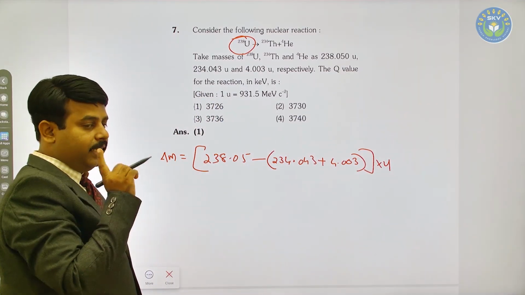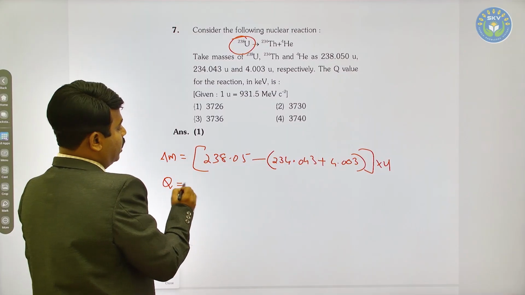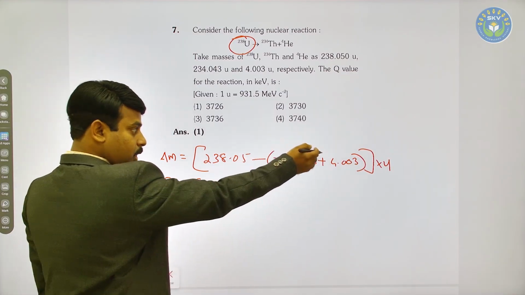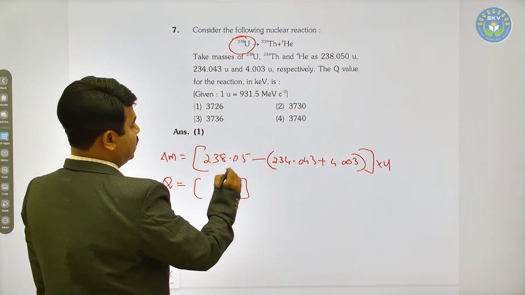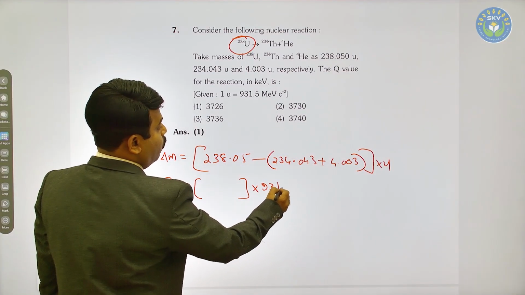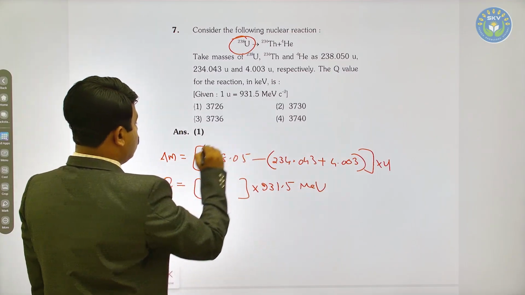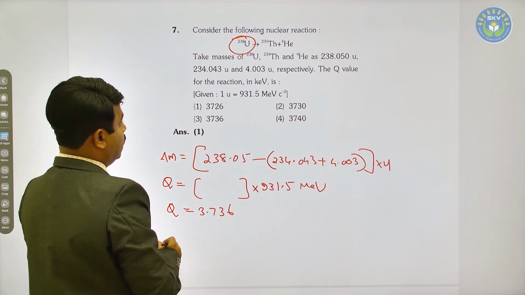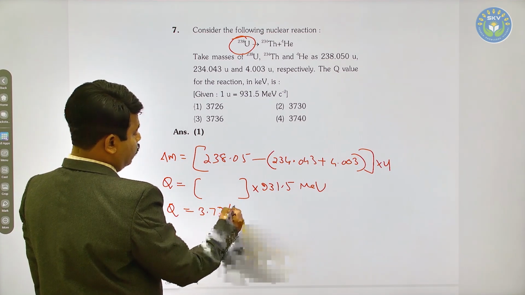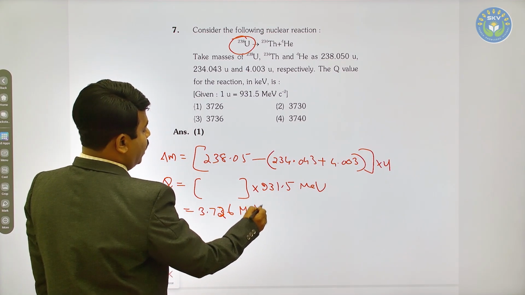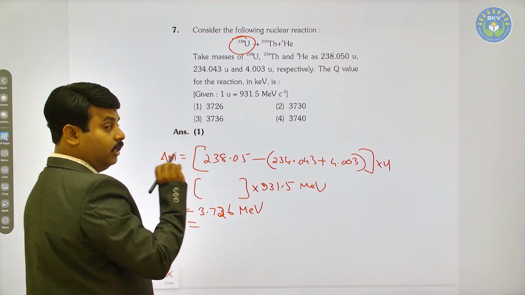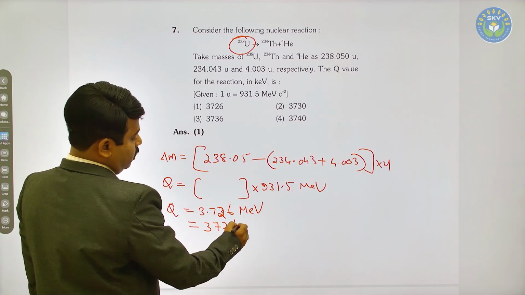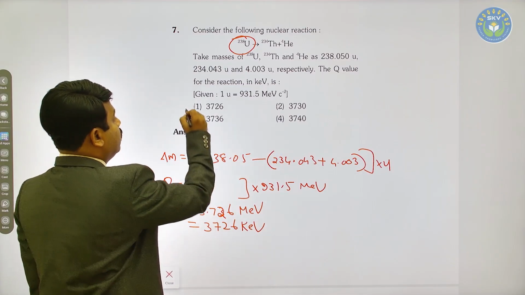Now what is the energy, binding energy, or Q amount released? This difference into 1 AMU corresponding energy, what is that? 931.5 MeV. By solving this, you get 3.726 MeV. 1 MeV is equal to 10 raised to 3 kilo electron volt. So you can write it 3726 keV. Right, then option 1 is correct.